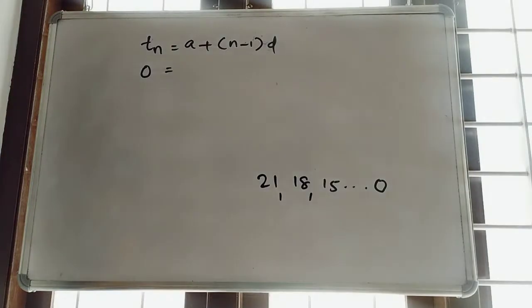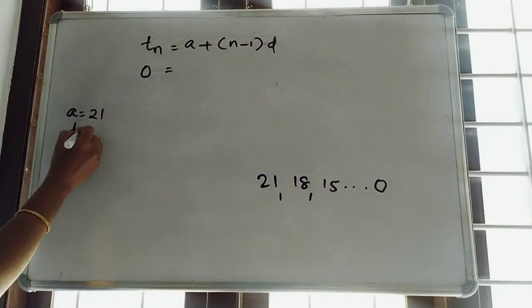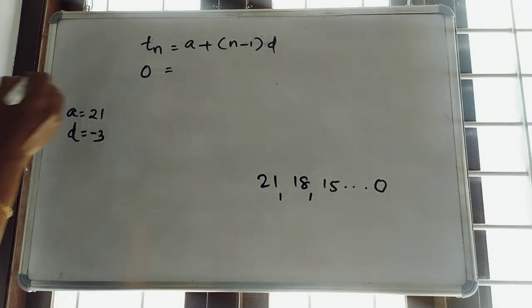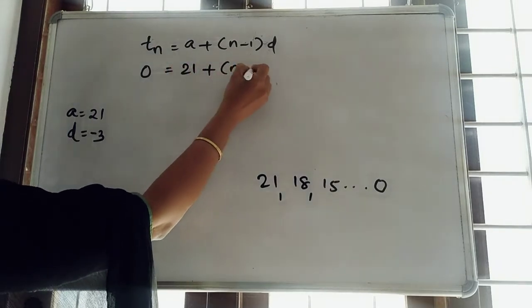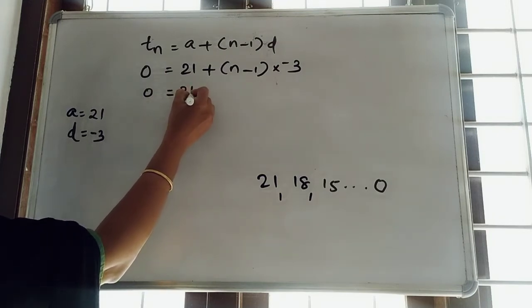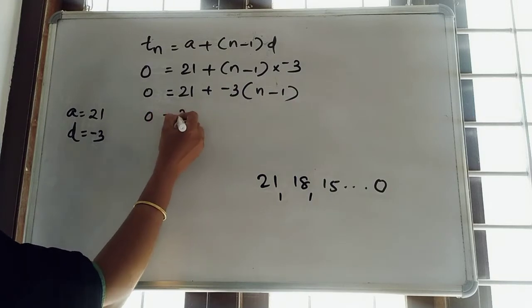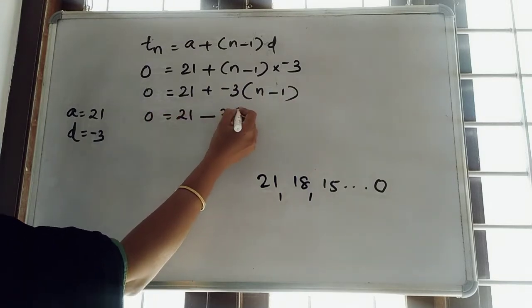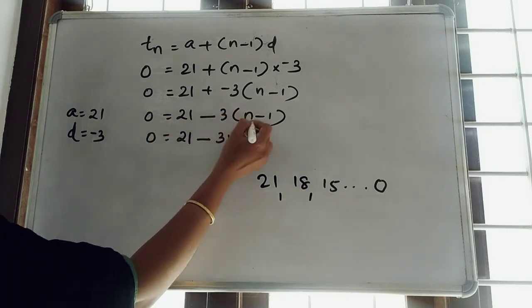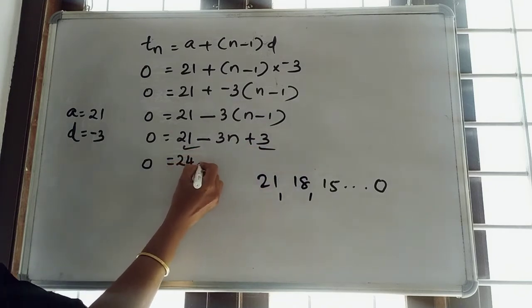So 0 is equal to a plus n minus 1 into d. Here also a is equal to 21, d is equal to negative 3. Already we discussed that. So replace a as 21 plus n minus 1 into d, negative 3. So 0 is equal to 21 minus 3 into n minus 1. 0 is equal to 21, change the bracket, minus 3n plus 3. So 0 is equal to 21 plus 3, 24, minus 3n.